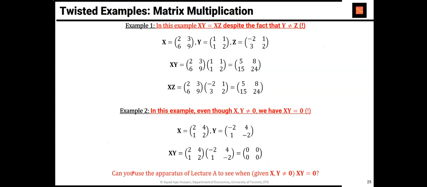Can you tell me in very general terms when you will have a matrix X that consists of numbers other than 0 and a matrix Y that consists of numbers other than 0? What must be true for X times Y to always be equal to 0? You can use the machinery of lecture A to state a general result. Something must be true. I'll give you a hint: not only in terms of inner products, but in terms of orthogonal vectors. There's your hint right there.